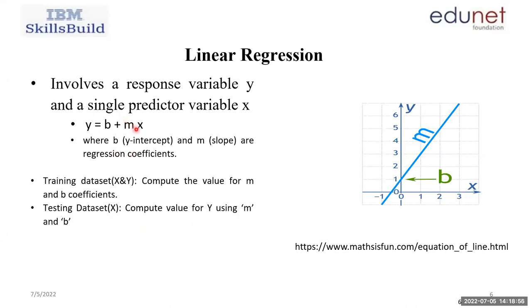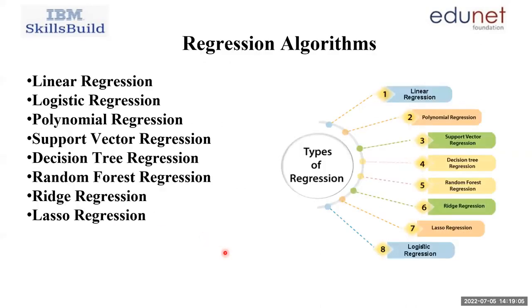Using m, b and x, we are going to compute the value of y. There are different types of regression algorithms we can use: linear regression, logistic regression, polynomial, support vector, decision tree, random forest, ridge regression, and lasso regression. In this class, we are going to explain the most common type of regression, called linear regression.